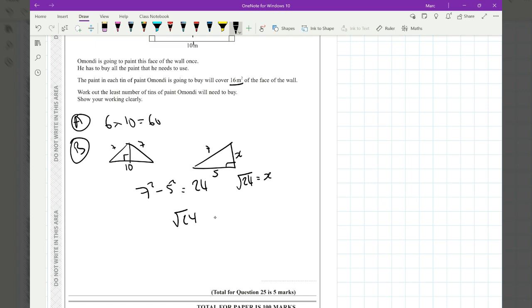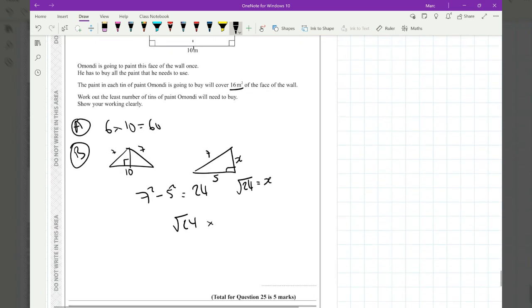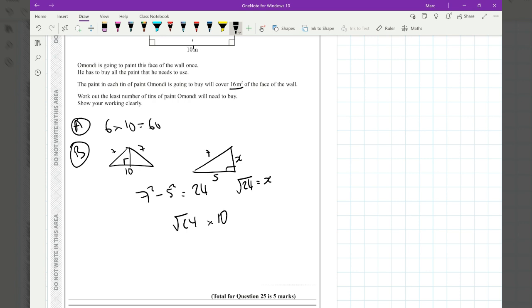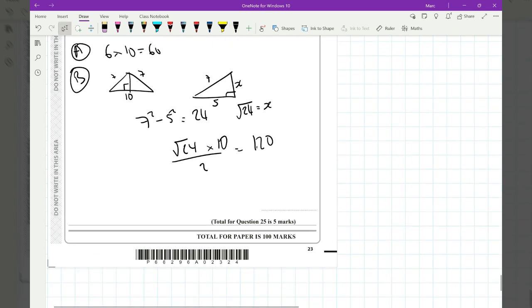We then need to do the square root of 24 times by 10. That's base times by height, or height times by base, and divide it by 2. That then gives us 120. That's a lovely number to work with. So 120 plus the 60 is 180.